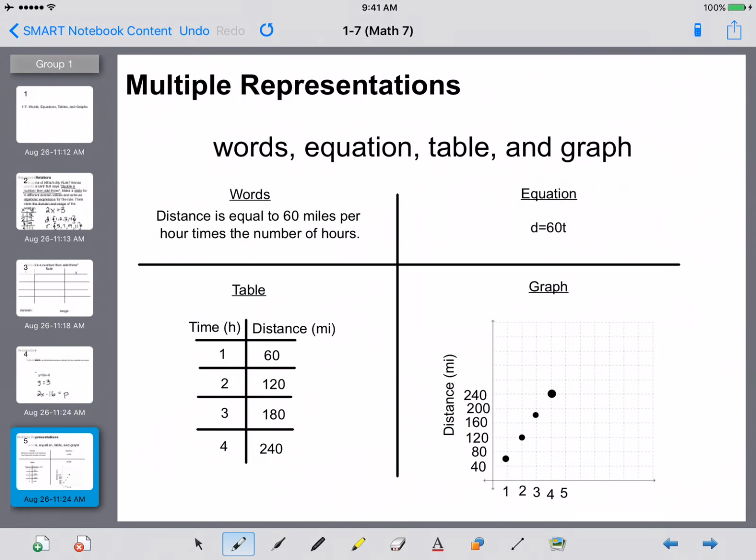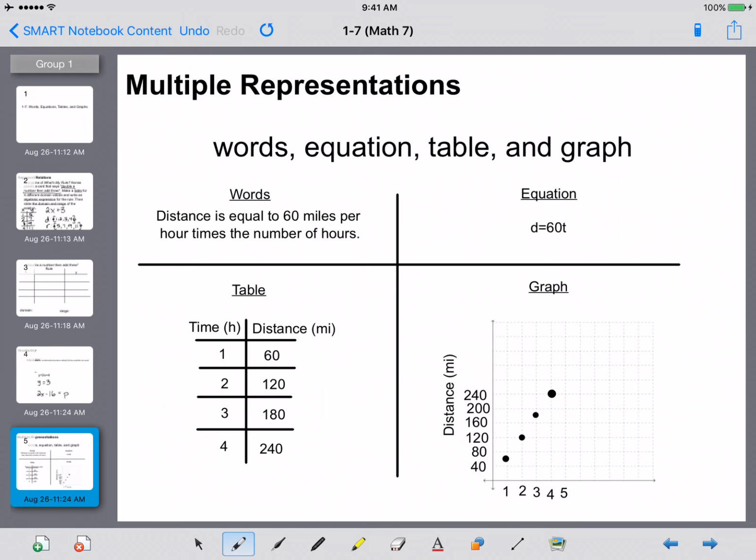So there are multiple ways that you can represent relations. You can represent them in words. So for example, here it's stating that distance is equal to 60 miles per hour times the number of hours. In equation form, that's saying d equals 60t. So our distance is the same thing as 60 times the number of hours we were in there, times the time.